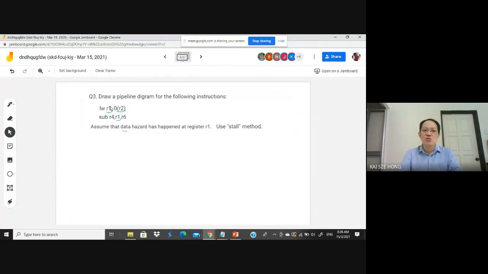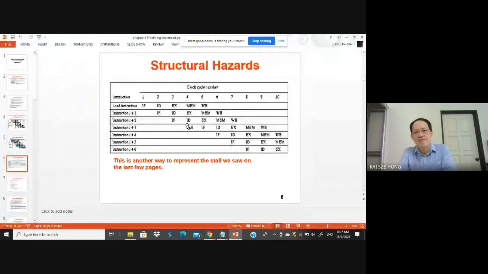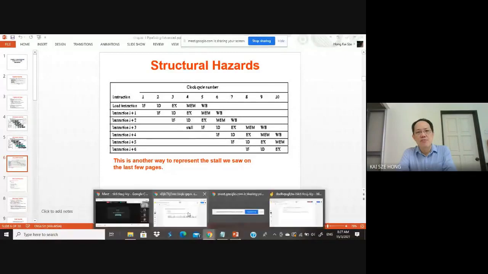Okay, so R1 is needed in order to do the second operation, which is subtract R4, R1, R6, because R4 equals R1 minus R6. So assume that the data hazard has happened at register R1. Okay, data hazard. Use a stall method. In the lecture notes you can see we have a stall over here, so in case you have this type of problem, you can put a stall there.